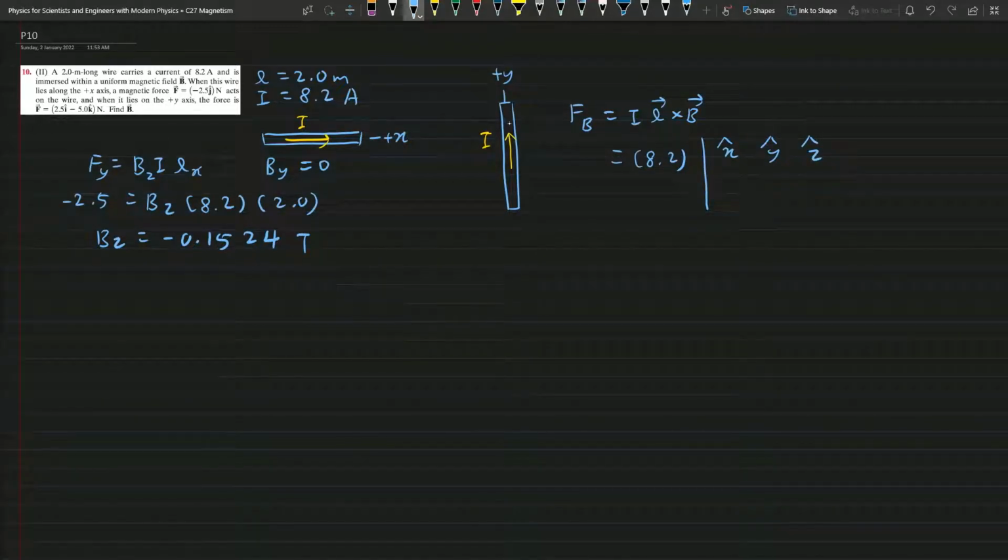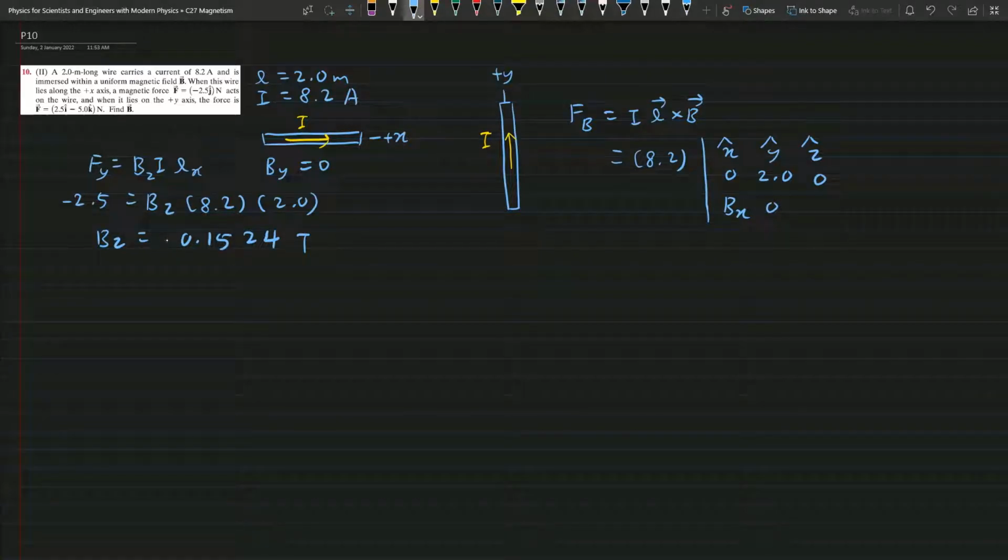Now for this wire, we only have the y component, so 0, 2.0, and the z is 0. Now the B field, we do know the Bx, we know the By is equal to 0, and the Bz is given by this value. Oh, by the way, this should be the positive.